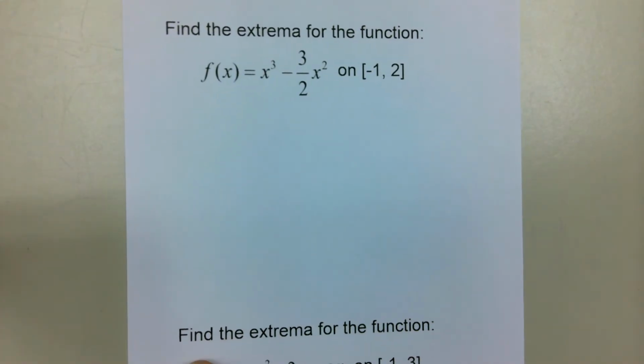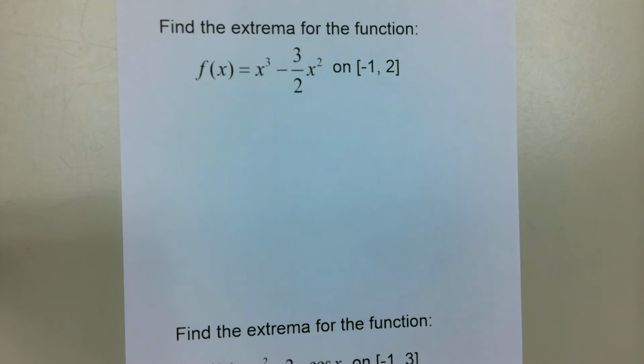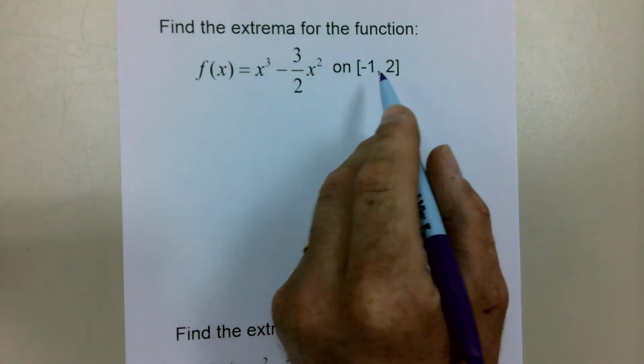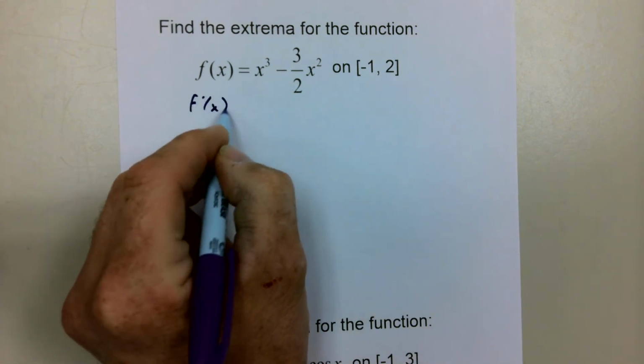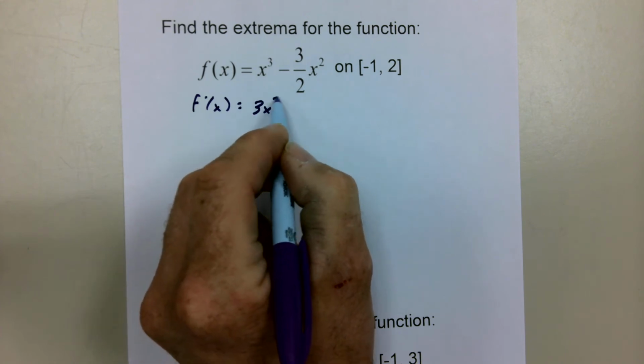So let's go ahead and look at an example here. We are going to find the extrema for this function: x to the third minus 3/2 x squared on [-1, 2]. If I go ahead and find my derivative, f prime of x, this is going to give me my critical values to start.